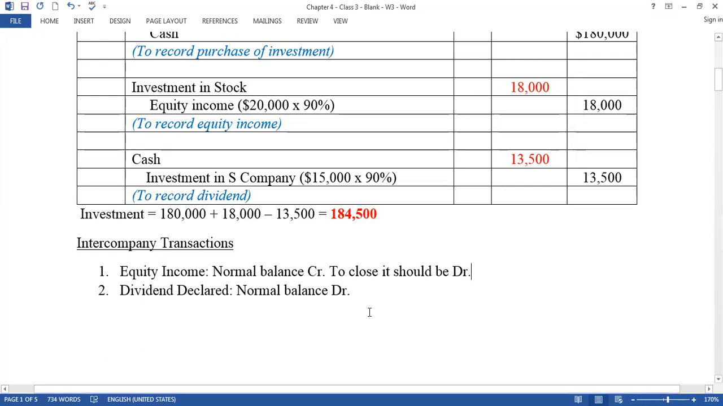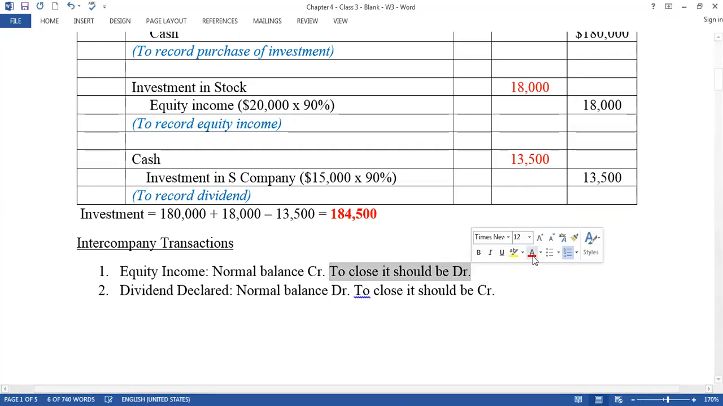To close it should be debit. And dividend declared normal balance is debit. To close it should be credit. So this is the closing journal. This is the elimination entries.